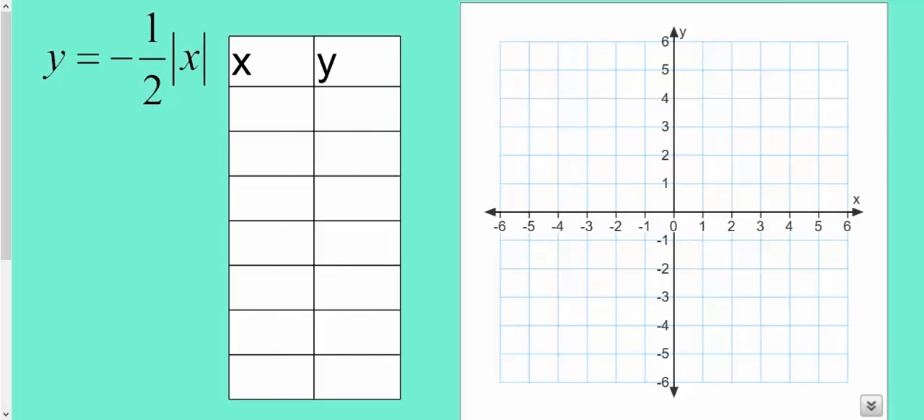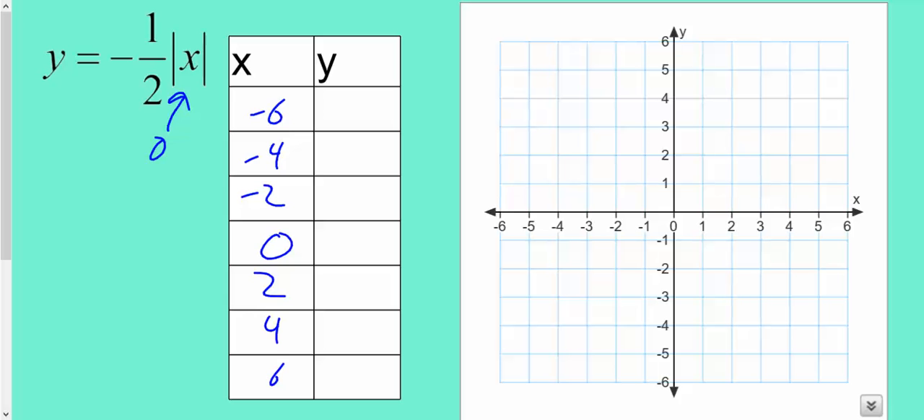And I've got one more sample problem for you guys, negative 1/2 times the absolute value of x. Again, the value that makes this 0 is 0. And I'm actually going to choose 2, 4, and 6, and negative 2, negative 4, and negative 6. The reason why is because I'm multiplying by a half. If I multiply odd numbers times a half, it's just going to give me decimals. This will make it so I have nice whole numbers.